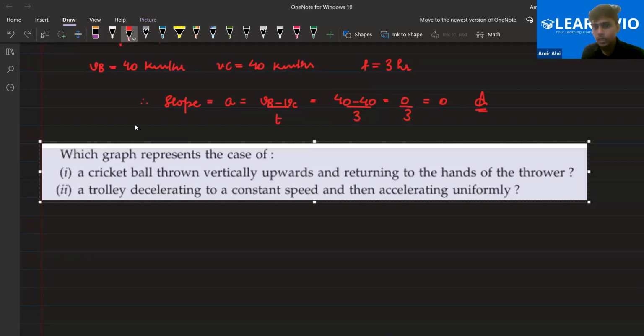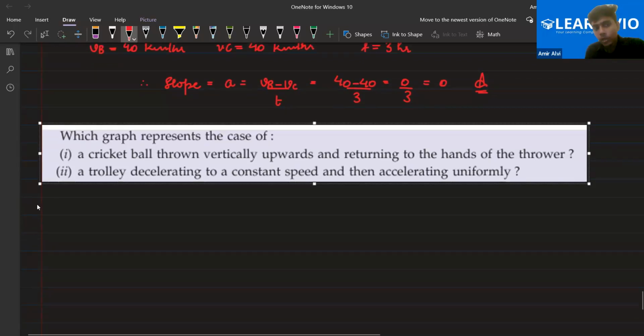Everyone clear? Because in the exams there could be a question like draw the graph of a cricket ball like this. It could be anything. So if you get the idea how to draw it, I will explain it, right? So this concept would be easy for you, how to draw the graph. Clear, everyone?